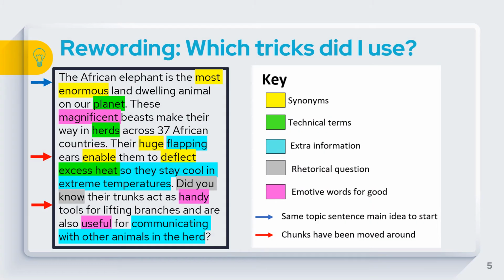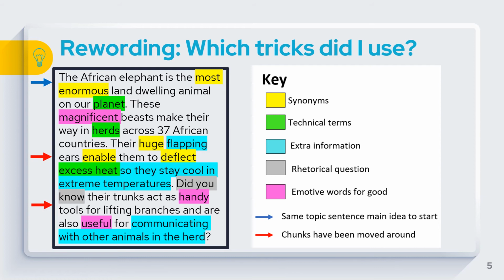So the first thing to say is that I kept the topic sentence idea the same, because the topic sentence idea was that the African elephant is actually the largest land animal on Earth. So I kept that main idea the same. And you can see scattered through the paragraph, you can see the yellow highlighting is for synonyms. You can see that the green highlighting is because I needed to use some technical terms. You can see that I've added extra information to make it my own.